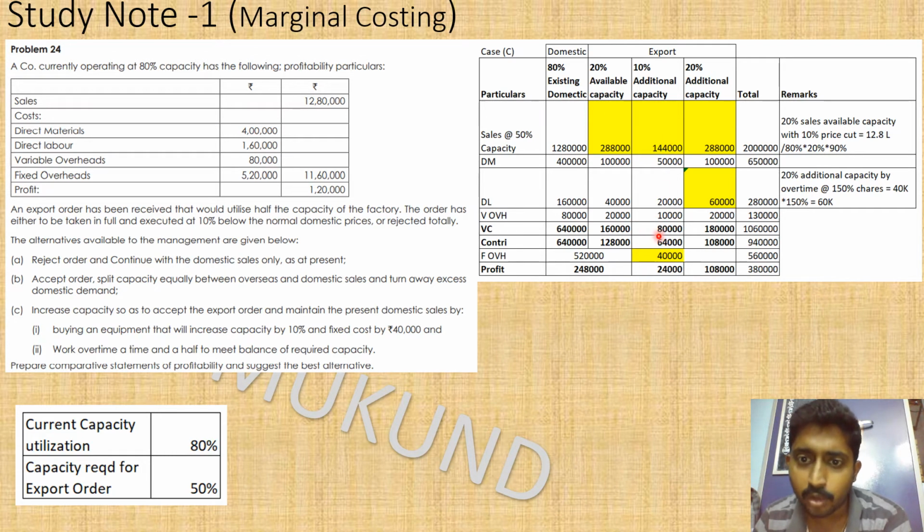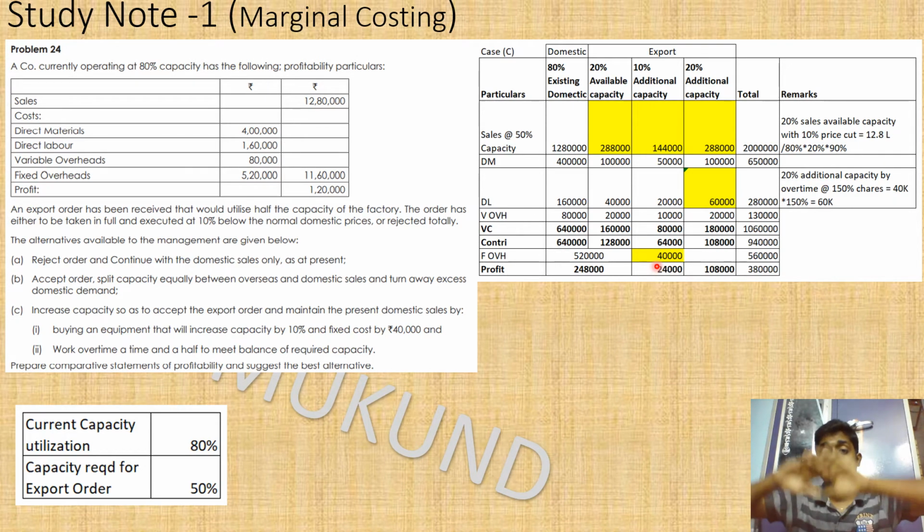So the total contribution is 64,000, and this is the 10% additional capacity we have got because of putting in one new machine, because of which our fixed cost has gone up by 40,000. So I am deducting 40,000 fixed overheads from the contribution to find the profit of 24,000. Because I have increased capacity by 10% to meet the export demand for that 10%, I am getting an additional profit of 24,000.